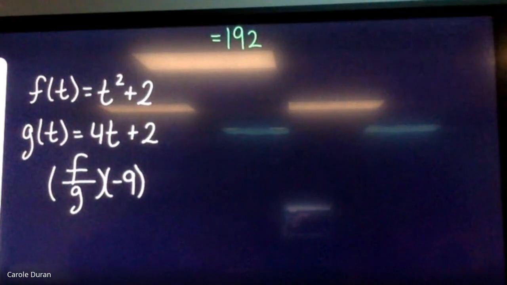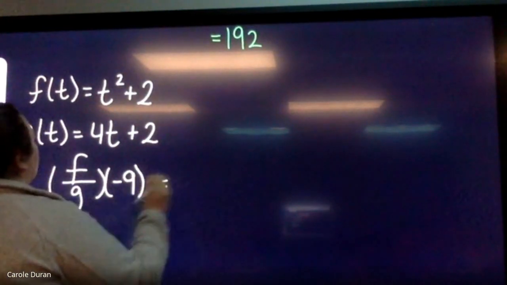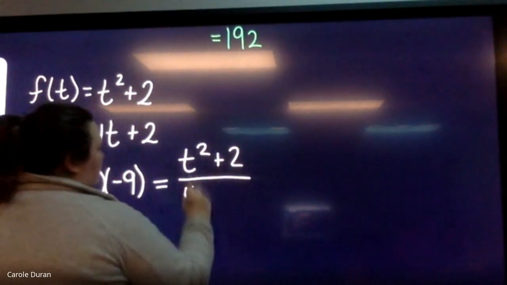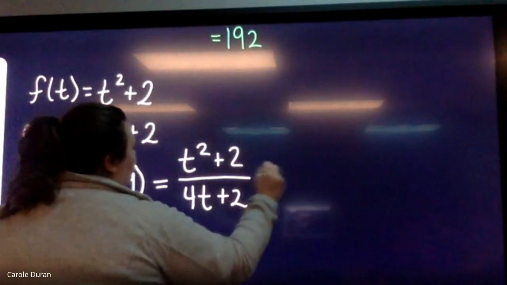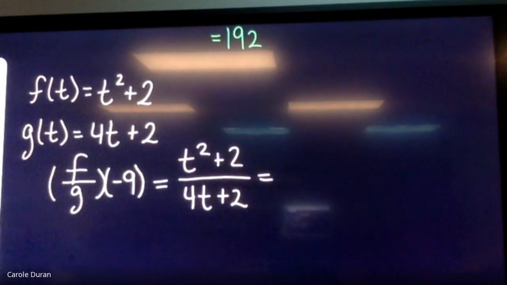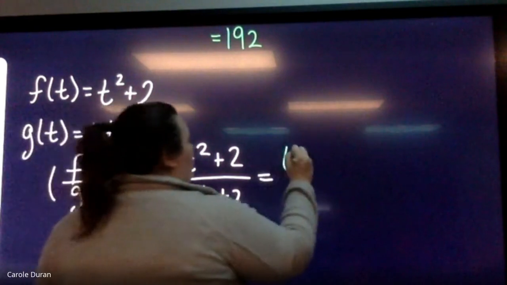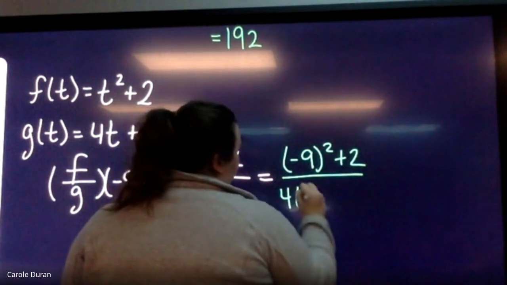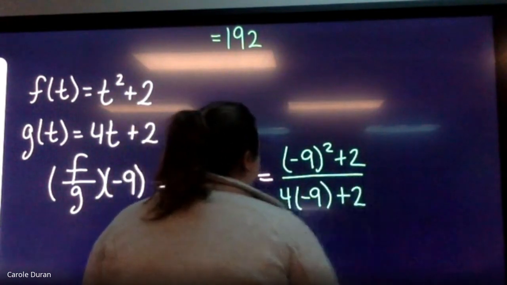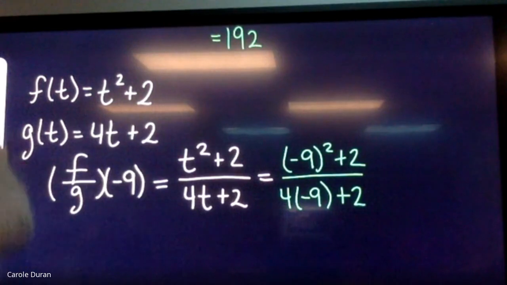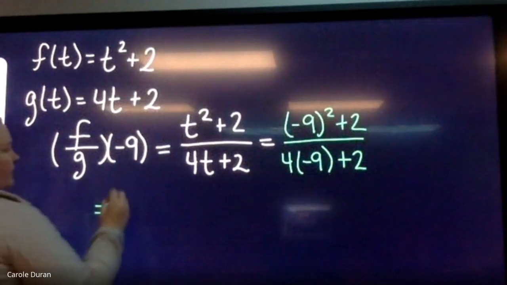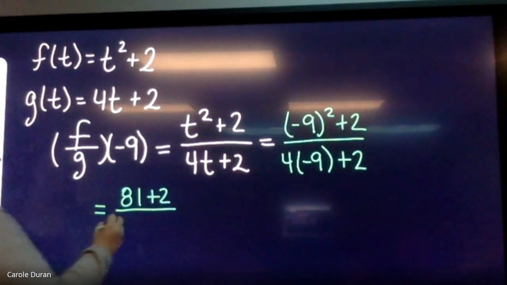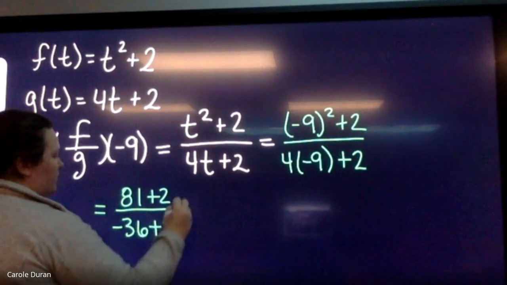This works exactly how it did before. My f function goes on top, so I have t squared plus 2 on top. And then I have 4t plus 2 on the bottom, which is my g function. Then I go ahead and I plug in -9 for t. When I do, I get -9 squared plus 2 over 4 times -9 plus 2. -9 squared becomes 81 plus 2 over 4 times -9 is -36 plus 2.